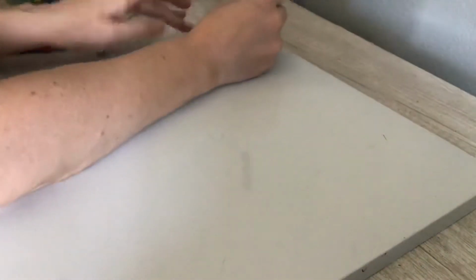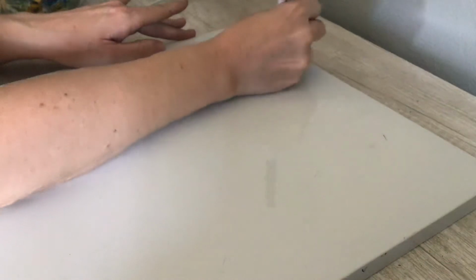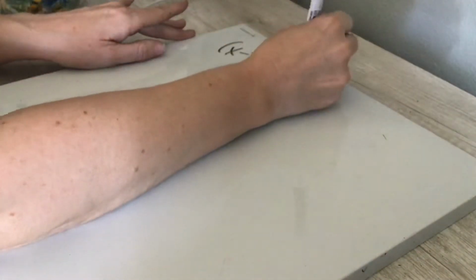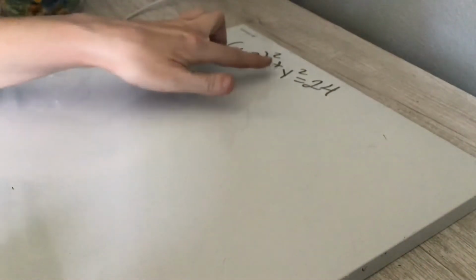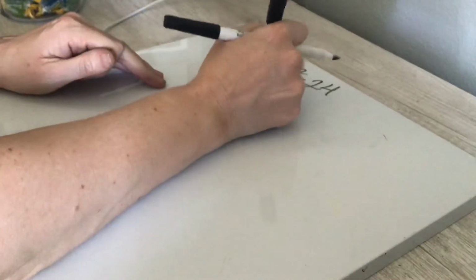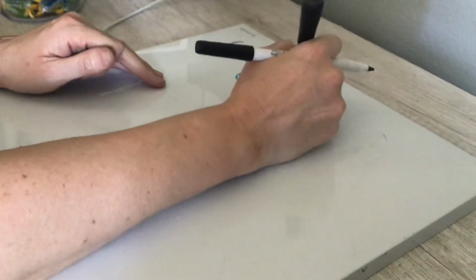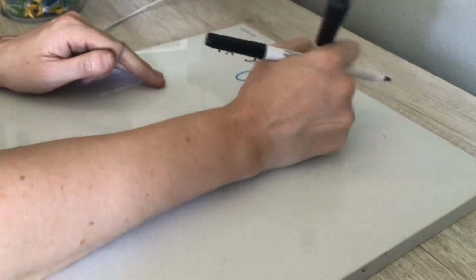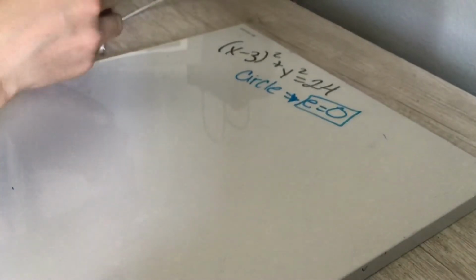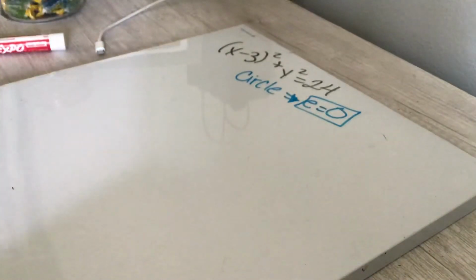All right. So a couple of examples. You have x minus 3 squared plus y squared equals 24. Okay, so first of all, looking at this, x squared plus y squared equals the radius squared. This is a circle. So the eccentricity of a circle is 0. Just deciding what it was, I could tell you what the eccentricity is.